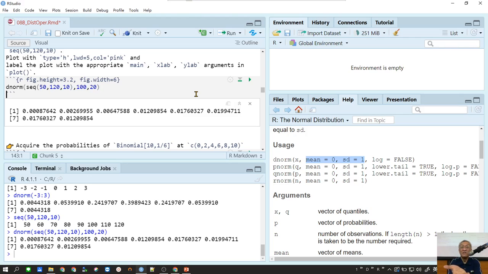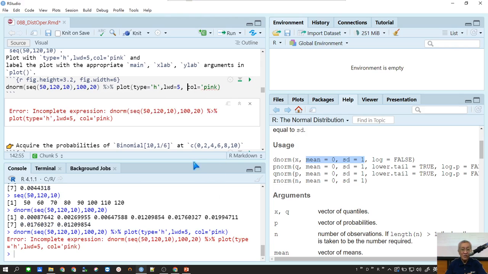So these are the densities, right? But it's not very useful, right? So what do you want to do with it? Actually you can plot them, right? And I told you to use this argument in the plot. This is just to specify the plot type, and sorry.